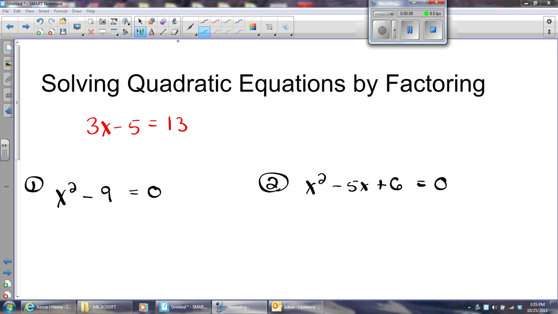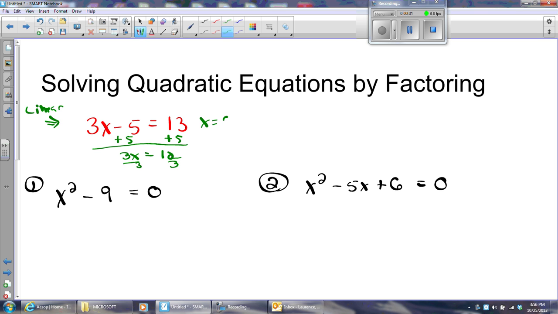Now, I know you know how to solve an equation like this, but this is not a quadratic equation. This is a linear equation, right? Highest power is 1. And of course, here you would work in reverse order of operations, right? Add 5 to both sides. You get 3x equals 18. And then you would divide by 3, right? And you get x equals 6. All right, that is a linear equation.